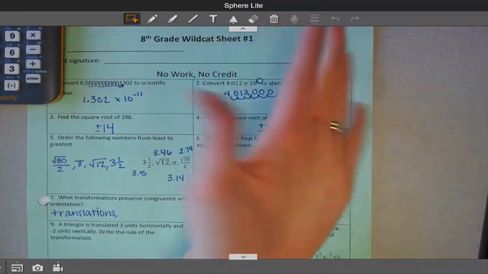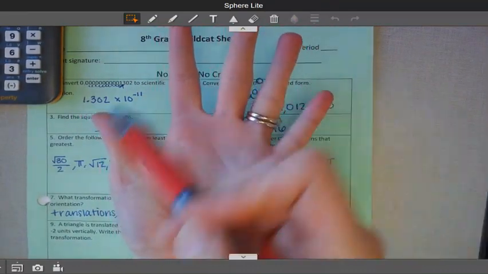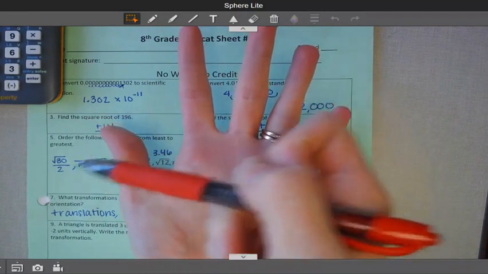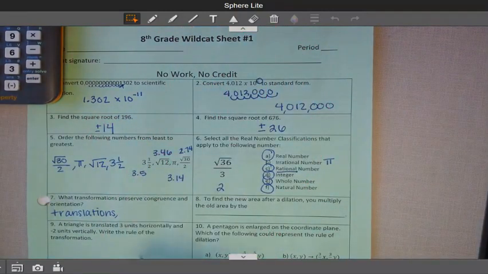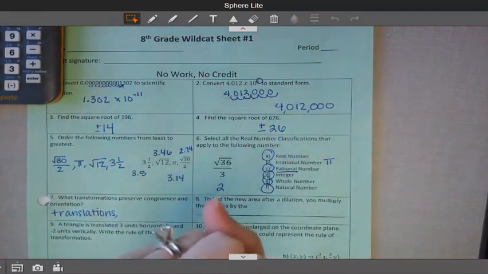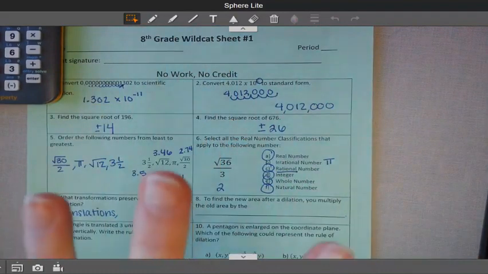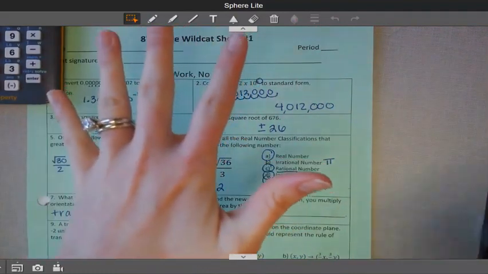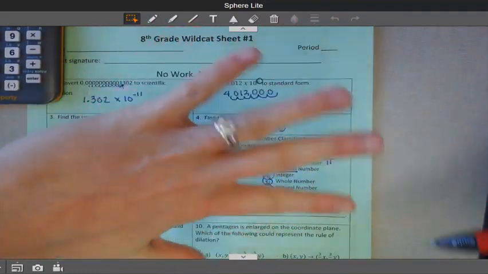Translations. Again, my hand is the object on the coordinate plane. If I reflect it, flip it over, I didn't change the size of my hand, but I did change the direction my thumb is pointing. So reflections do not preserve orientation, even though they preserve congruence. And lastly, dilation, which makes my hand bigger, so that does not preserve congruence.